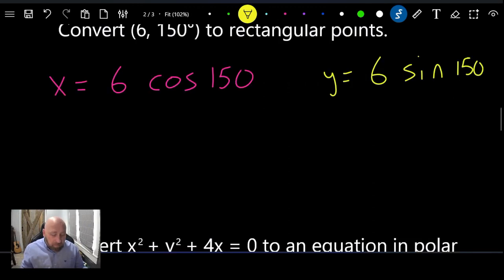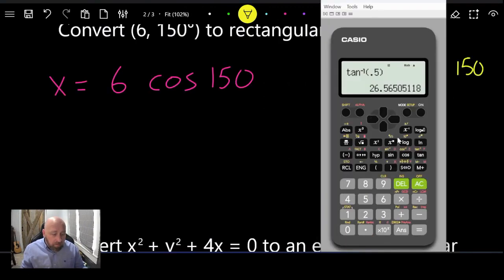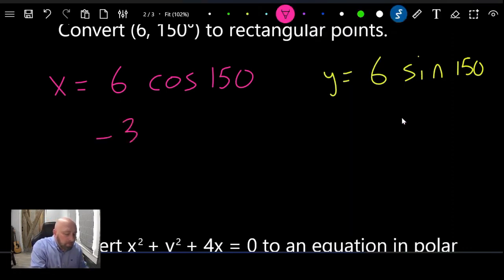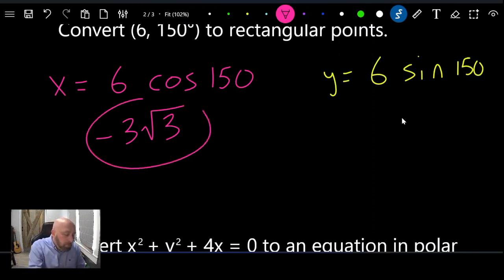Now, if I was you, I would just plug this into my calculator right here, and that would make the whole thing a whole lot easier. 6 cosine, and then 150 equals, and it equals -3 square root of 3. We could do that longhand. We could do that with our knowledge of the unit circle, with our knowledge of our triangles. But for me, calculator, much faster.